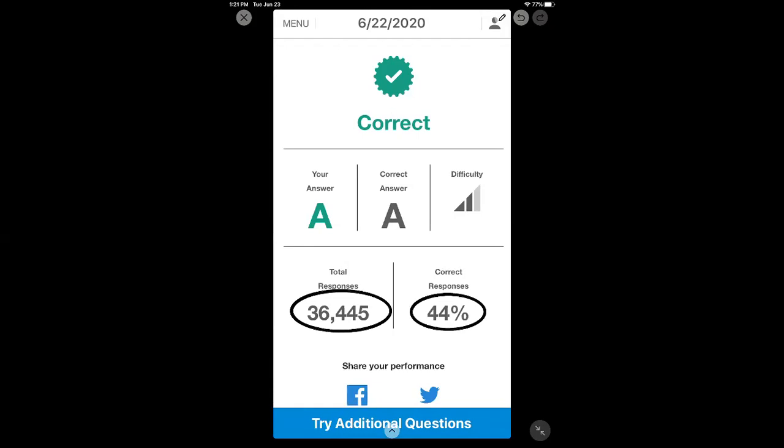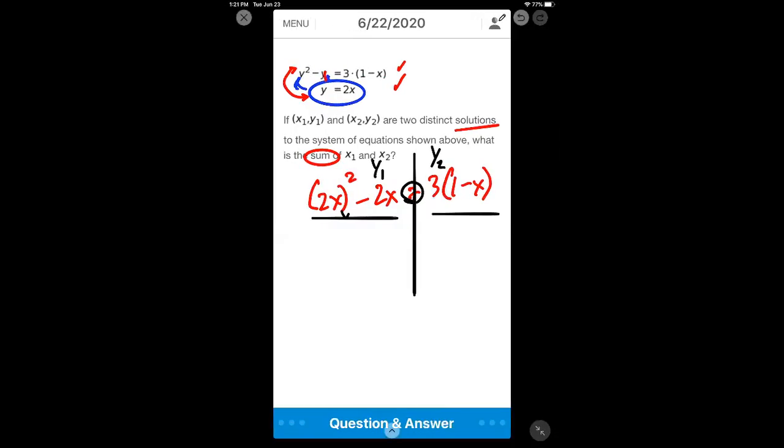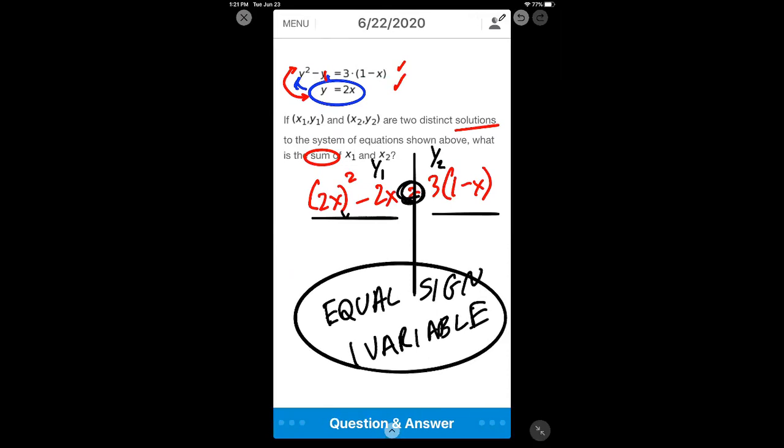Now, if this were in the non-calculator section, that's a different animal altogether. What I'm saying is that when they're giving you the graphing calculator, you've got to be able to use it. So let me review real quick what you need to be looking for. You're always looking for an equal sign and one variable. If you see that, you can use your graphing calculator to solve it easily. Those are the only two conditions you need to look for: an equal sign and one variable.